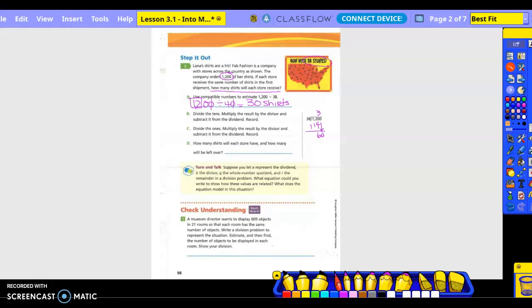We said 38 is about 40. So how many times does 40 go into 60? 1, minus 38, and you're left with 22. So 31 remainder 22. So how many shirts will each store have? So 31 shirts, and then how many are left over? 22 shirts.